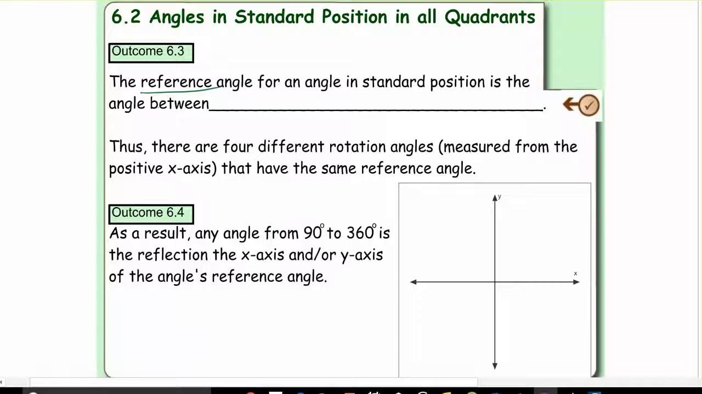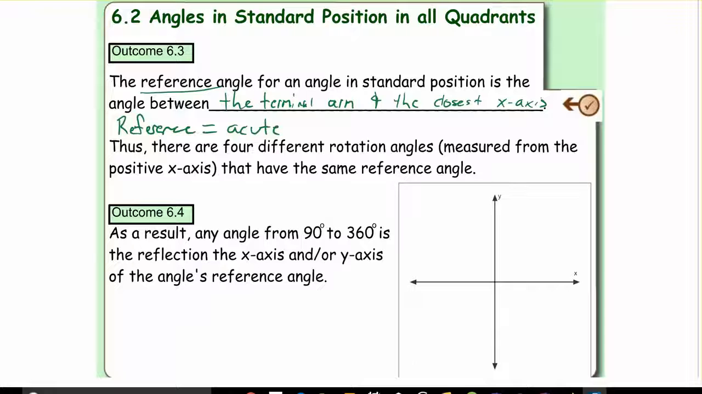The reference angle for an angle in standard position is the angle between the terminal arm and the closest x-axis. So the reference angle is always going to be an acute angle. Remember, an acute angle is just an angle that's less than 90 degrees.